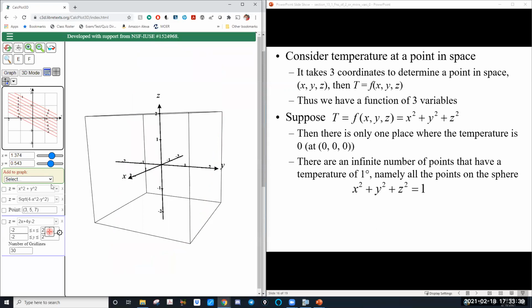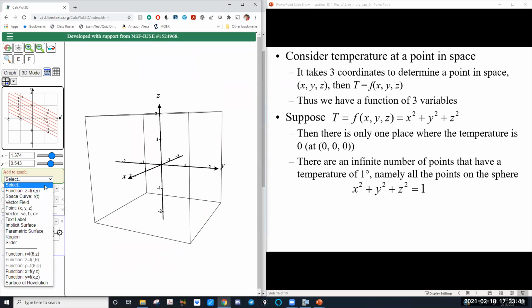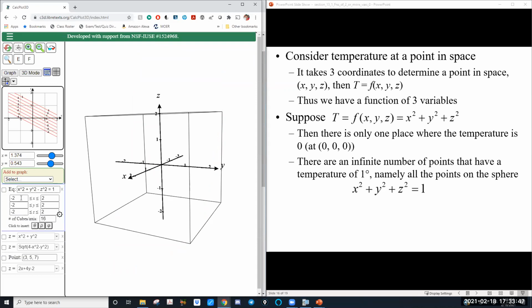If you want to plot something like this on a 3D plotter, this is what's called an implicit surface, because it's not equal to any particular variable. And you can see the x, y, and z all sit on the same side. And there's our sphere of radius 1.